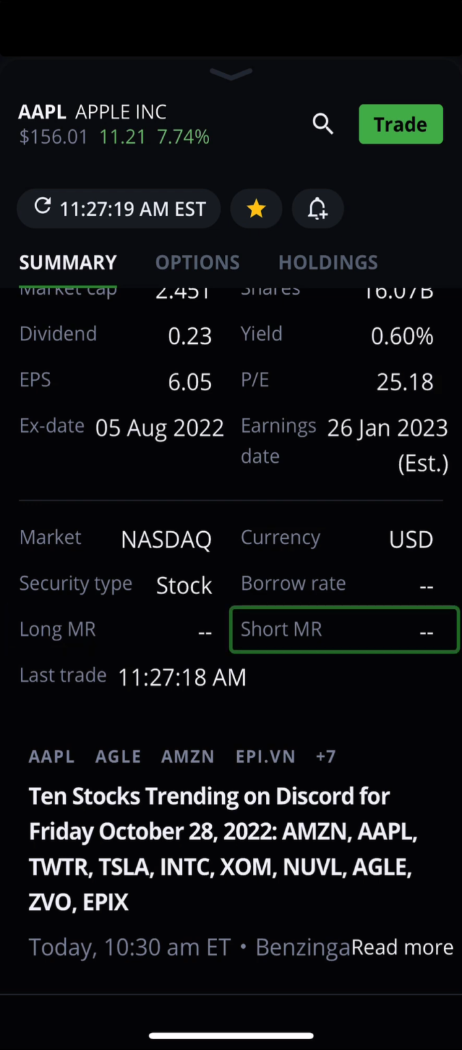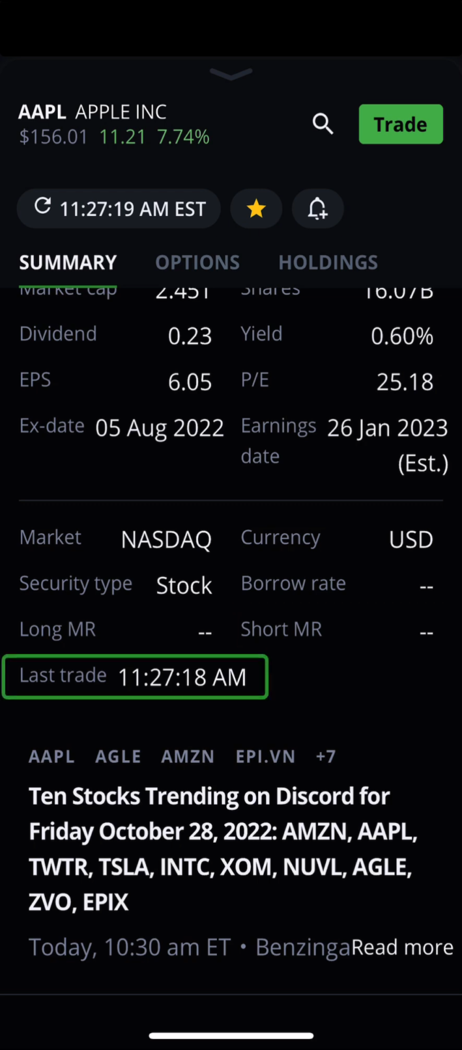Short MR, or short margin requirement, is the percentage of value of the trade you need to have as buying power in your account in order to enter a short position. Short selling on margin means that you are borrowing shares from Questrade to sell, with the intent to purchase the shares back later at a lower price.